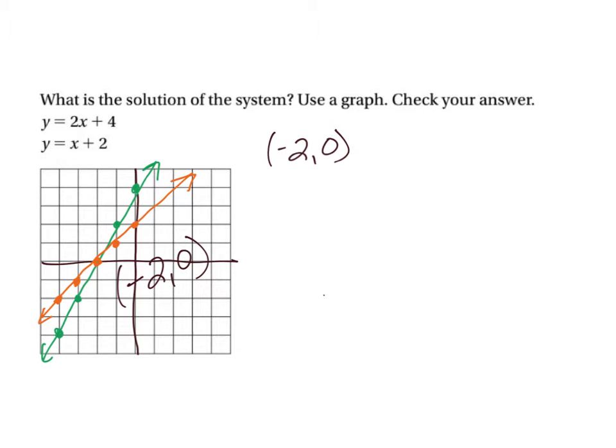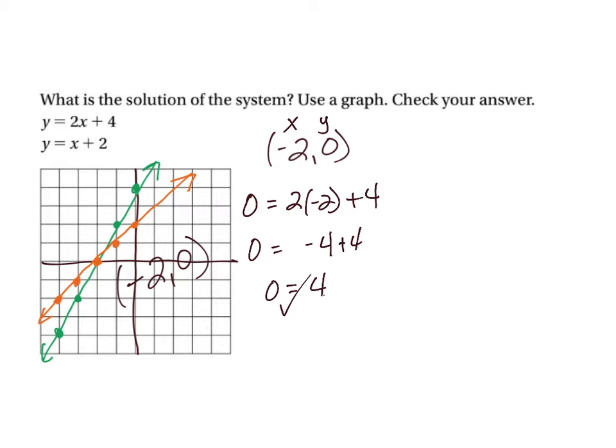Now, the good thing is this is your x and y. So you can actually use that x and y to check your solutions by substituting those values. And I would like for y'all to do this with me, please. So the y is 0, so I put 0 equals 2 times negative 2 plus 4. And then I would solve to make sure that it's true, and it is, so that would be our solution for that equation.